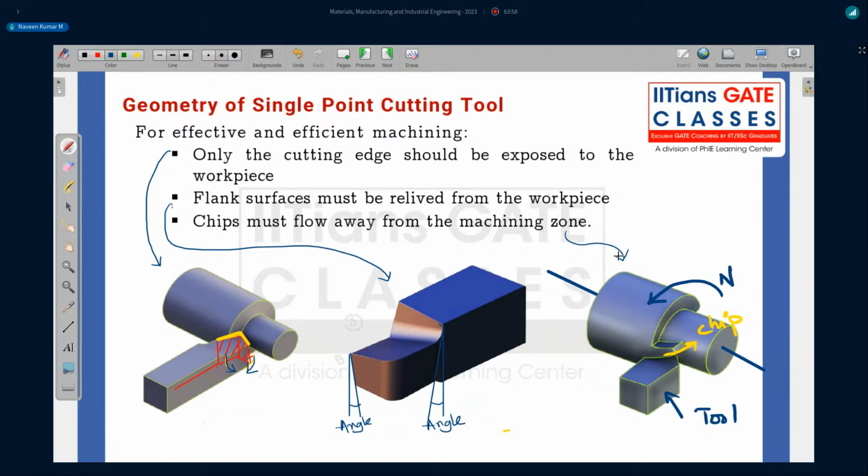Right? 2 angles, 2 angles, 2 angles, so that your effective and efficient machining will happen. That's it. Simple fundamental thing. Okay. Now, how do you make these angles?